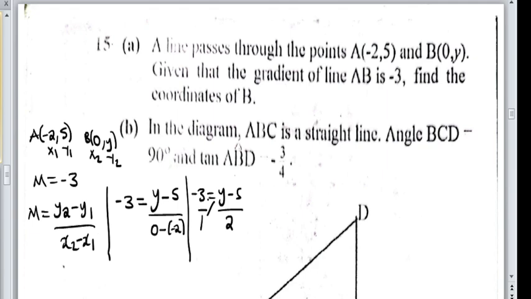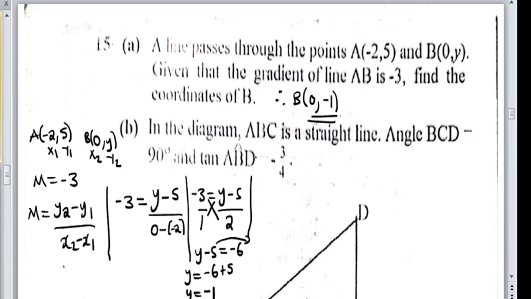We'll say over 1, and we cross multiply. So that becomes y minus 5 is equal to negative 3 times 2, we get negative 6. Negative 5, we cross the equal sign, y will become negative 6 plus 5. And what is negative 6 plus 5? y becomes negative 1. So therefore, the coordinates of B are (0, -1). Those are the coordinates of B. So that one has been dealt with.